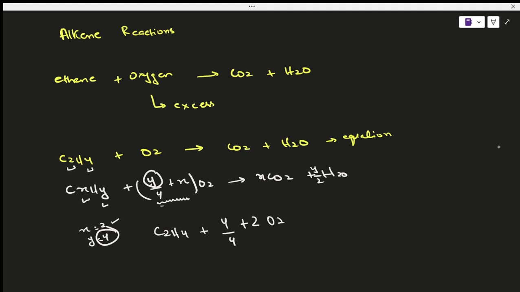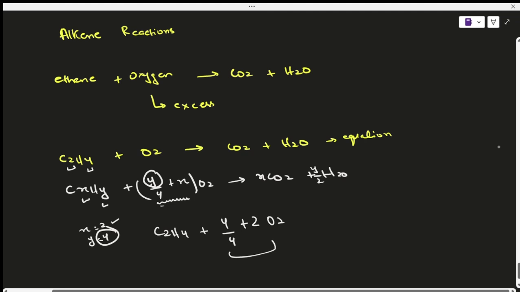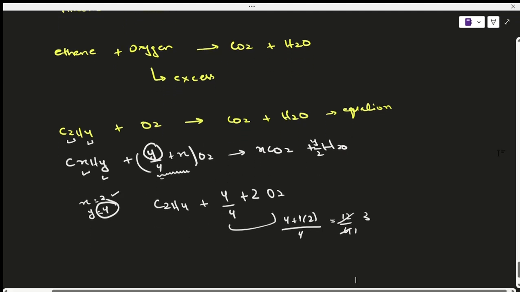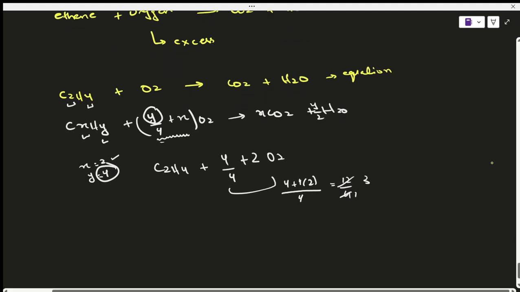If I quickly solve this, taking the LCM, it becomes 4 plus 2 multiplied by 4, which is 12 over 4, and that becomes 3, right? So the O2 here actually becomes 3O2. So let me write this: C2H4 plus 3O2. That's what we just figured out.